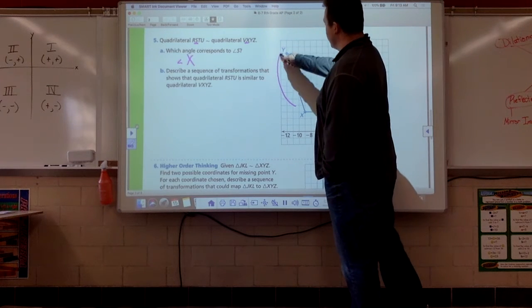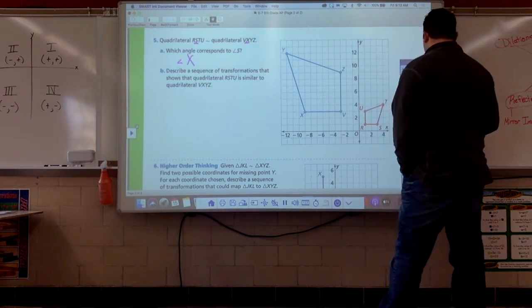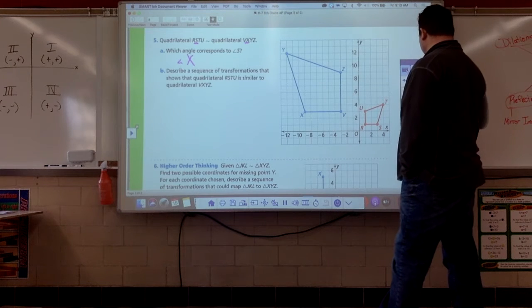We've got to do Mr. Knoll's favorite transformation, and that is a reflection. So that's the very first thing we're going to do here.